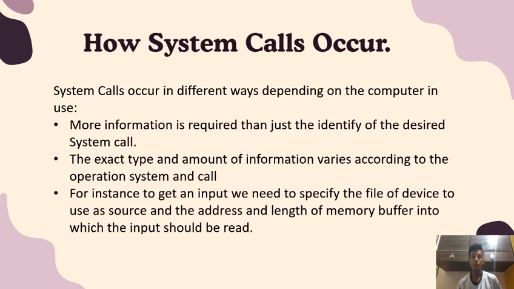Next, we discuss how system calls occur. System calls occur in different ways depending on the computer in use. More information is required than just identifying the desired system call. The type and amount of extra information vary according to the operating system and the call. For an input, we need to specify the file or device to use, and the source and destination addresses, the length, and the memory buffer into which the input should be read. This is how a system call occurs.